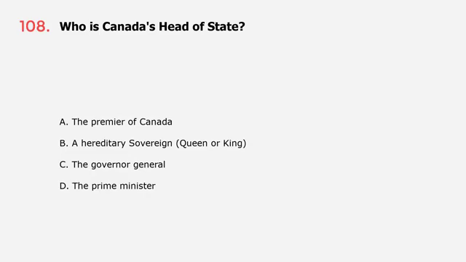Question 108. Who is Canada's head of state? A. The Premier of Canada. B. The hereditary sovereign, Queen or King. C. The Governor General. D. The Prime Minister.